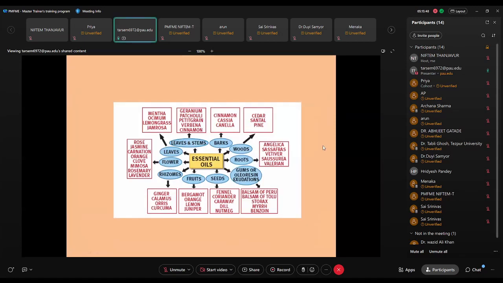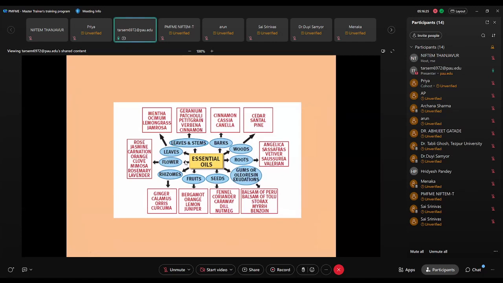So these are essential oils. They are obtained from barks like cinnamon, woods, roots, gums, seeds like fennel, coriander, nutmeg, and fruits like orange, lemon, juniper. They are also found in rhizomes like ginger, calamus, and curcuma, or turmeric. Almost all flowers contain essential oil because of their flavor: rose, jasmine, orange, clove, etc.